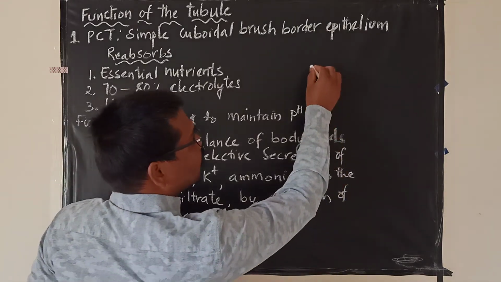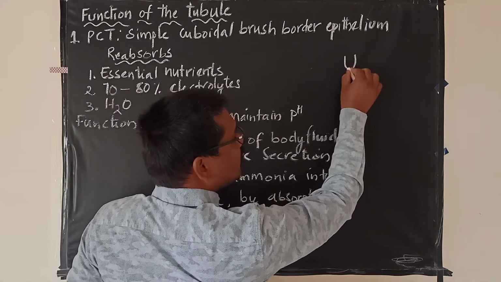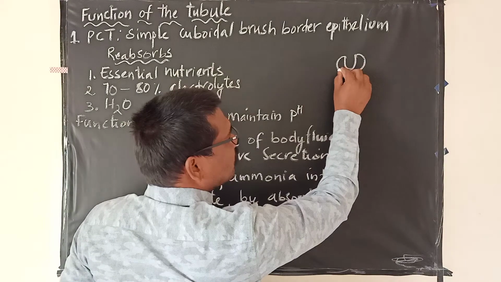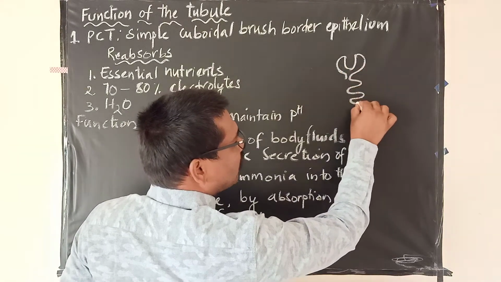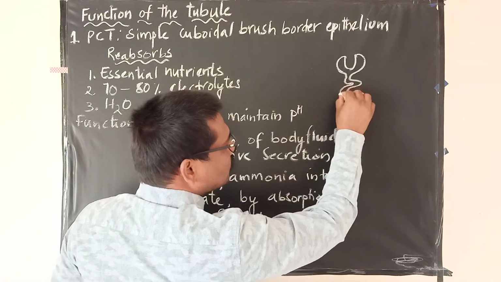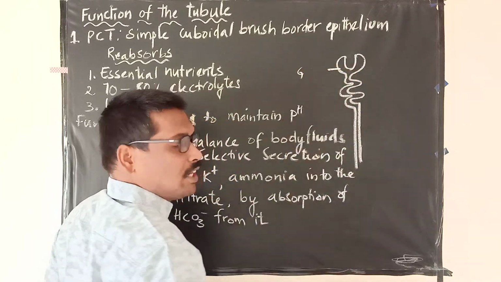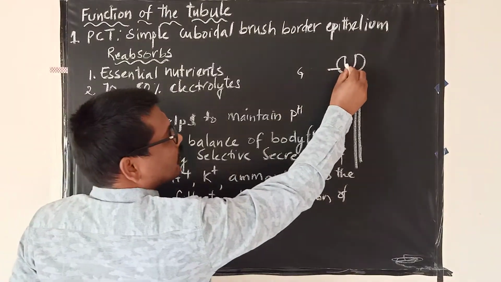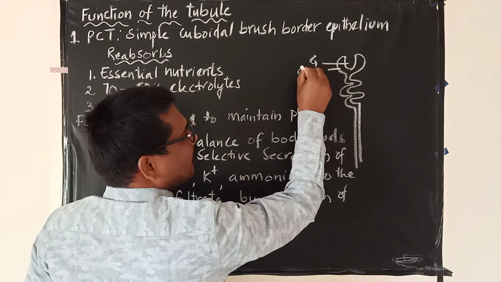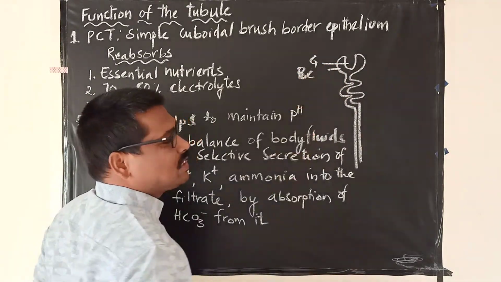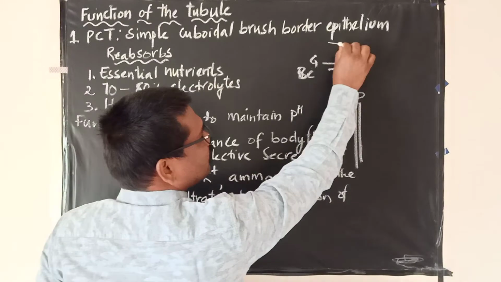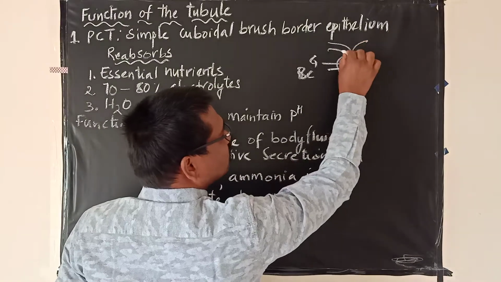When we look into the nephron, the functional unit of the kidney, it has different parts, and the most important parts that we have seen and labeled are, the first one, the glomerulus, and here the Bowman's capsule, which is a cup-like structure.